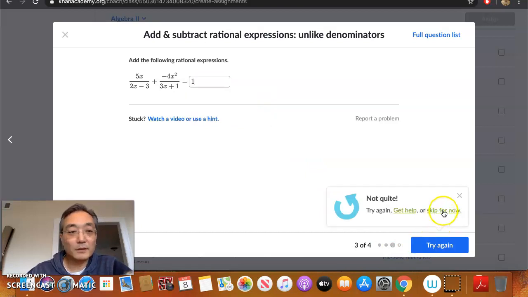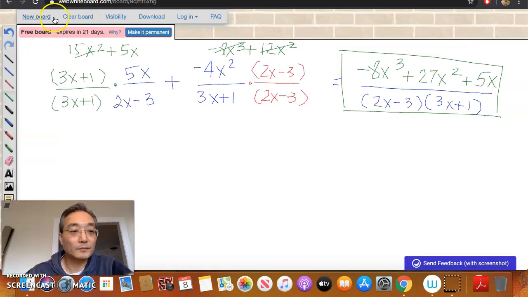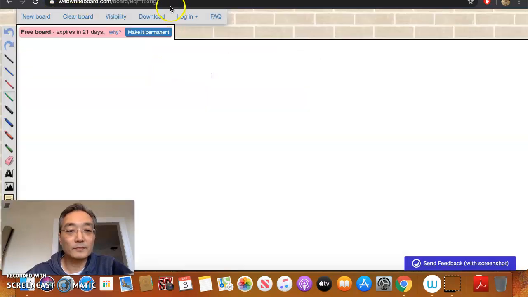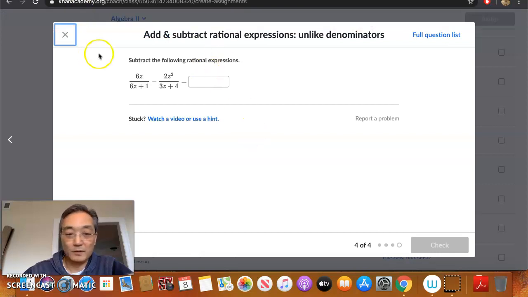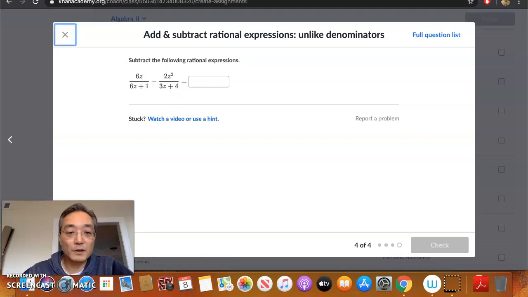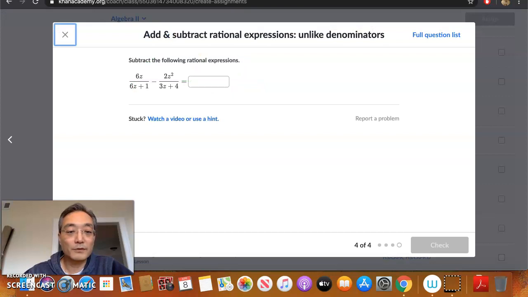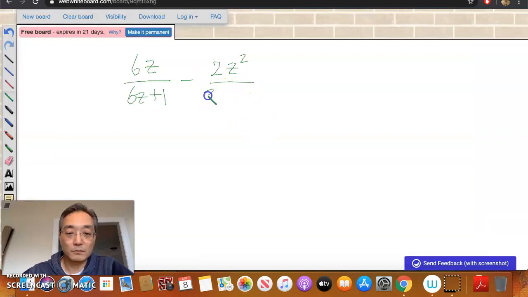And last but not least, let's take a look at this problem. We have 6z over 6z plus 1, minus 2z squared over 3z plus 4.